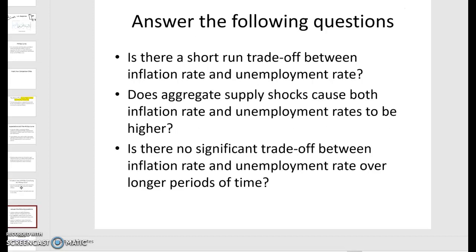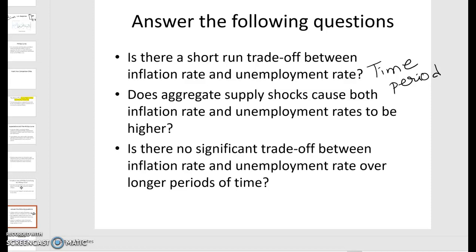And then in the conclusion, you have to answer the following questions. Is there a short run trade-off between inflation rate and unemployment rate in your data? So here you have to look at the time period. Please state the time period.